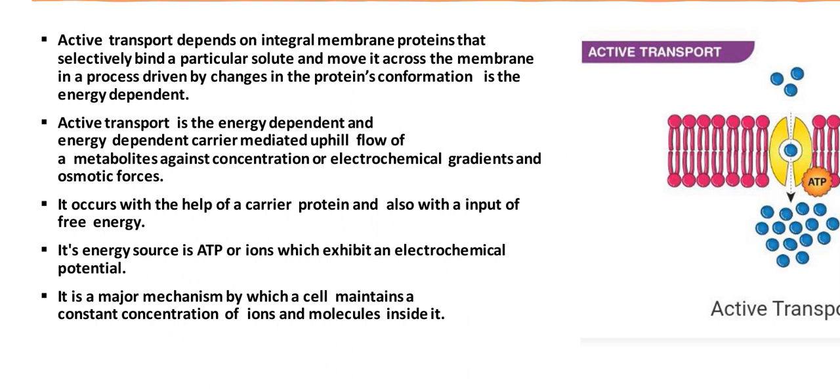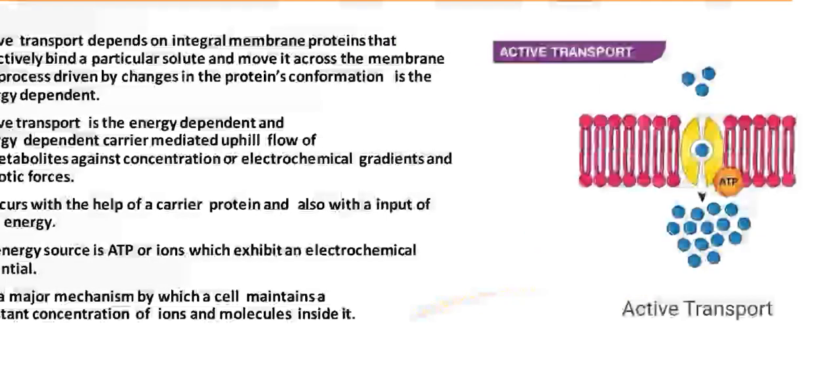Active transport is an energy-dependent, carrier-mediated uphill flow of metabolites against a concentration or electrochemical gradient and osmotic forces. It occurs with the help of a carrier protein and also with the input of free energy. Its energy source is ATP or ions which exhibit an electrochemical potential. It is a major mechanism by which a cell maintains a constant concentration of ions and molecules inside it.